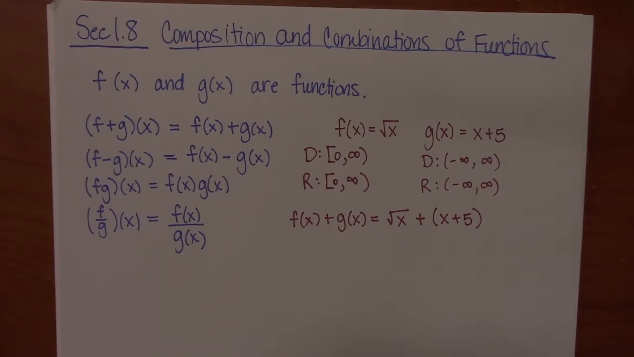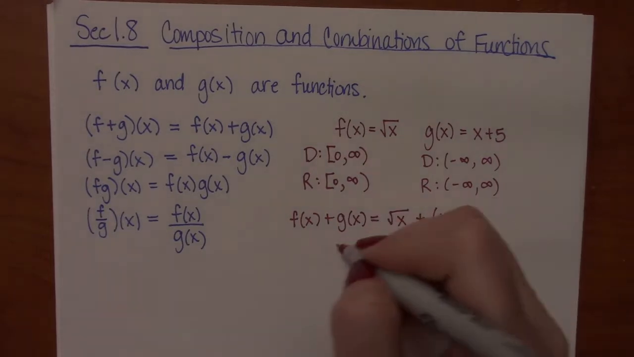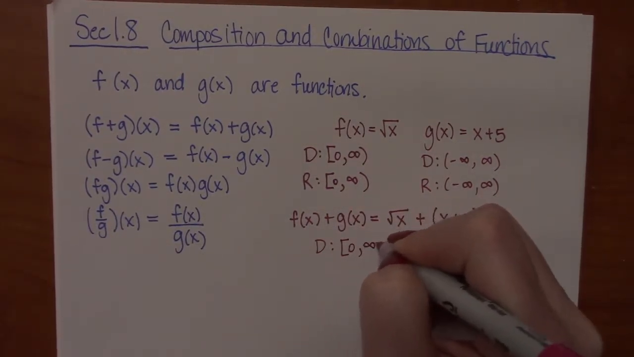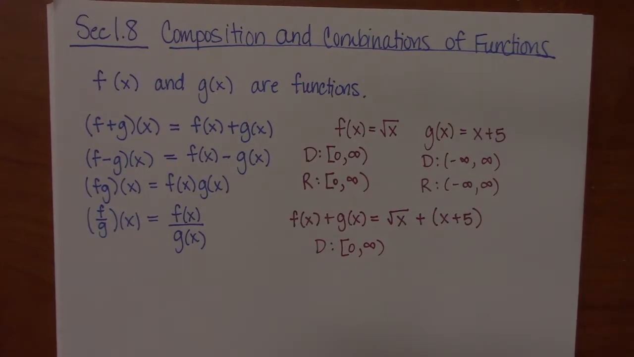So the square root now knocks all the negatives away, so the domain of this guy is now 0 to infinity. 0 is okay because the square root's in the numerator.